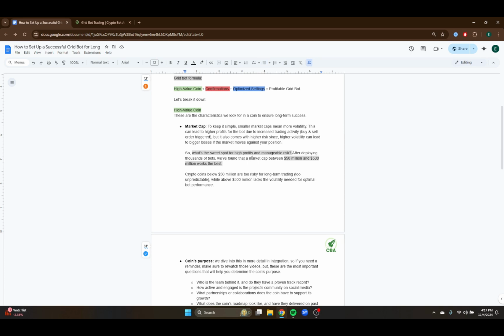So what is the sweet spot for high profits and manageable risk? After deploying thousands of bots, we have found that a market cap between 50 million and 500 million works the best. Keep this in mind, 50 million and 500 million. Crypto coins below 50 million are too risky for long-term trading. They are too unpredictable. While cryptocurrencies above 500 million lack the volatility needed for optimal bot performance. So they are not really going to give you the percentage you might be looking for.